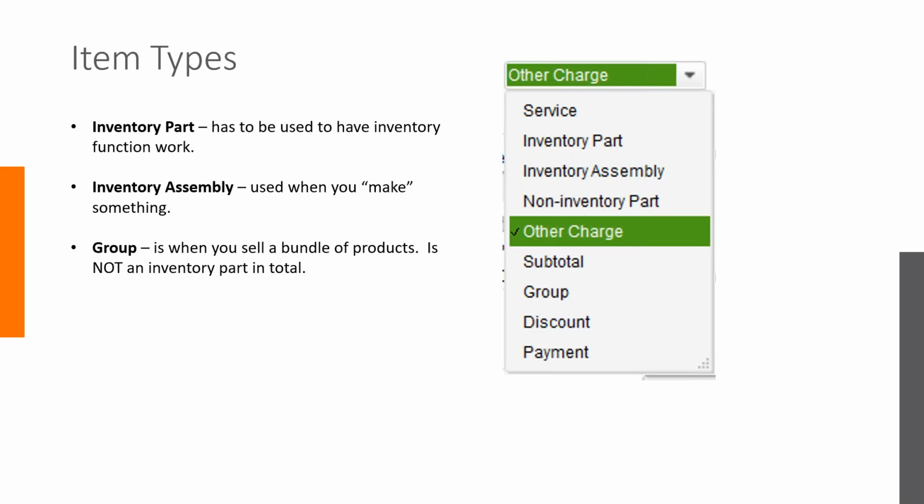The other thing that you're going to need, especially if you do assemblies, is you'll want the other charge. In my example, I'm going to show you some labor and screws being added to making my chair. So we're going to talk about that.